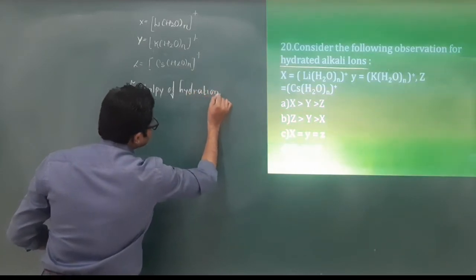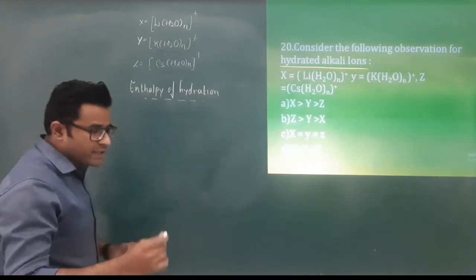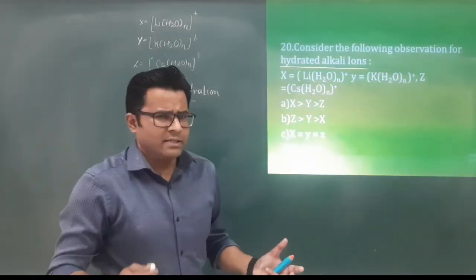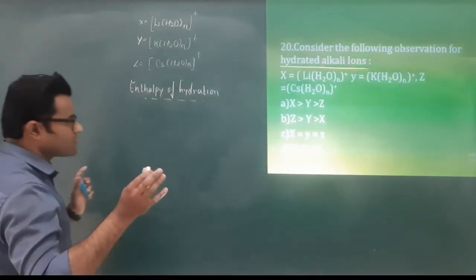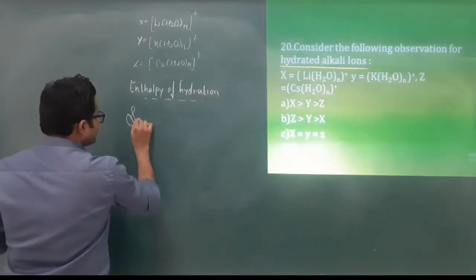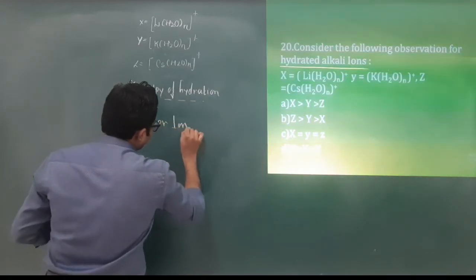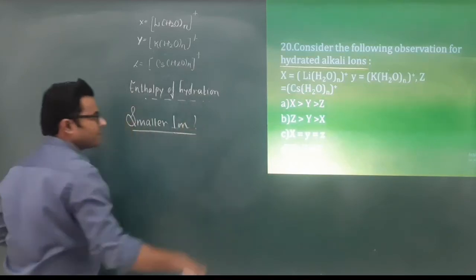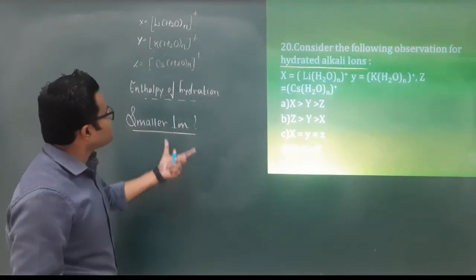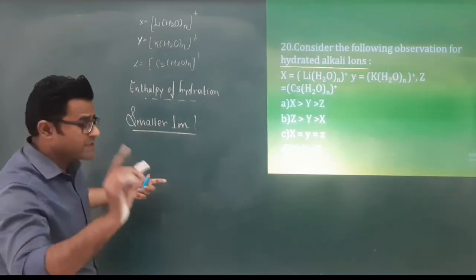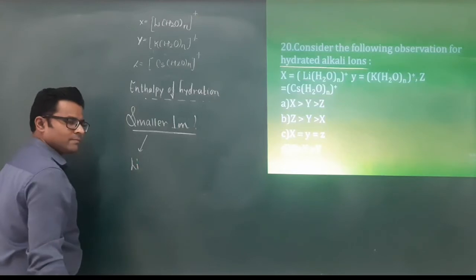So as I already said, this enthalpy of hydration goes with the smaller ions. The smaller the ion, the better it gets hydrated. So therefore, applying this concept, we need to find the smaller ion. If you get the smaller ion, you get the answer. So, which among these is smaller? If you observe carefully, it's actually lithium that is smaller.